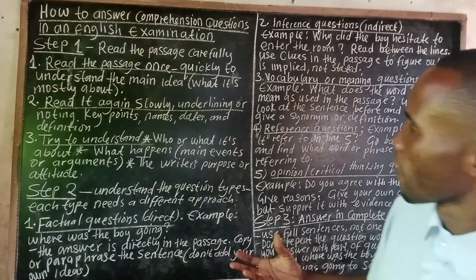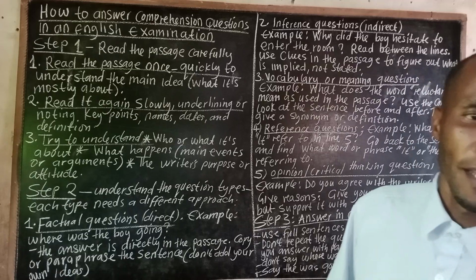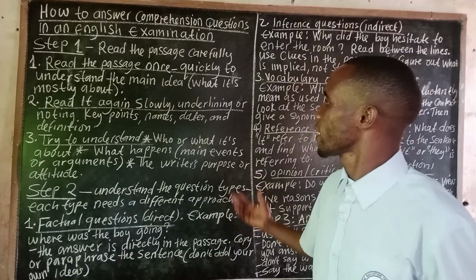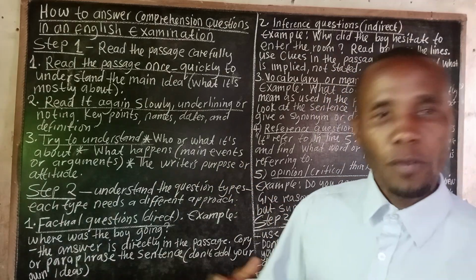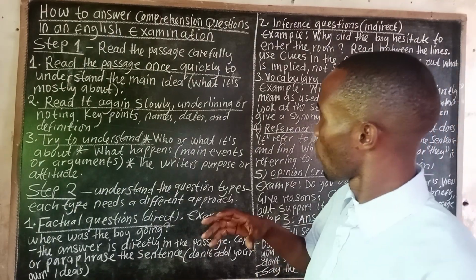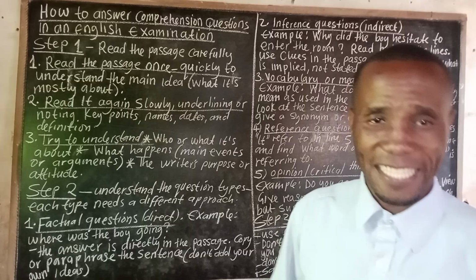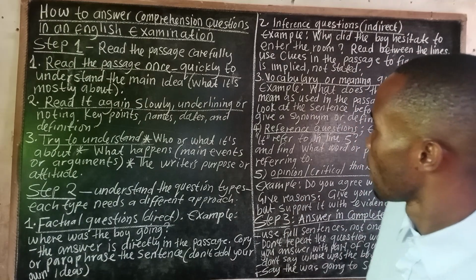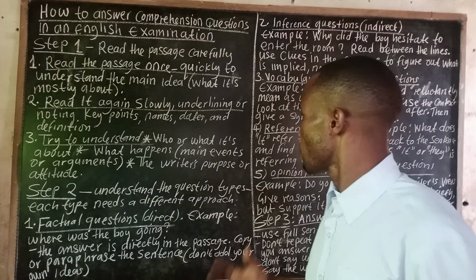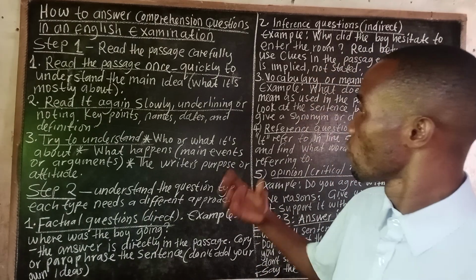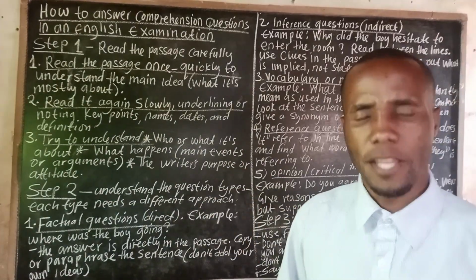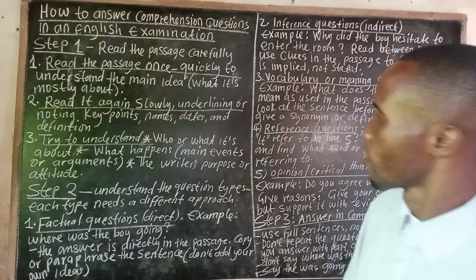Then three, try to understand. After that, try to understand what? Who or what it's about. Who is it about? What is it about? Try to understand it that way. So here, we are talking about understanding the passage: the main events or arguments, the writer's purpose or attitude. The one who was writing this passage, what was he or she trying to achieve? You need to understand all those things as you are answering the comprehension.